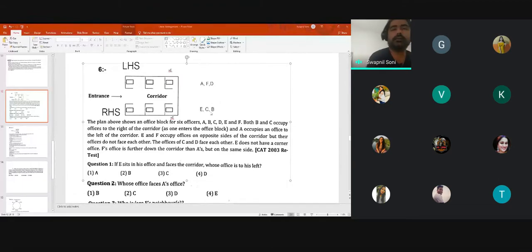With this in mind, when we know that A, F and D and E, C and B are over here, and we know that E does not have a corner office, E can be either this or this. But again, if you look, they said that E and F do not face each other. So let's look at possible options for E.